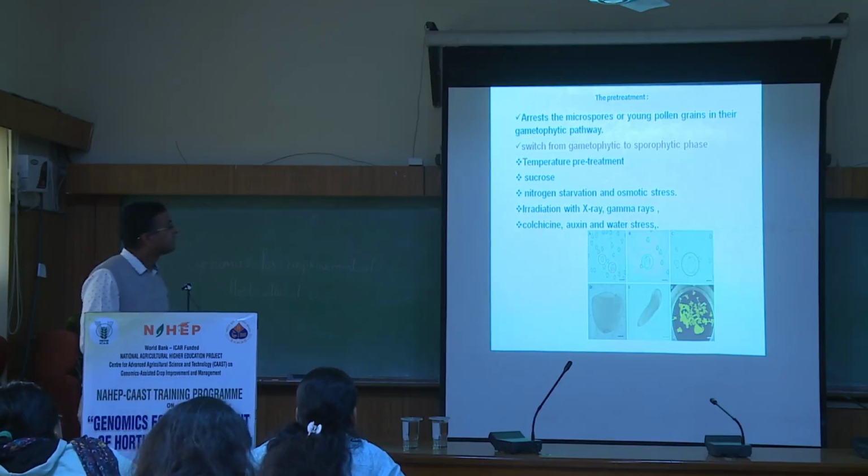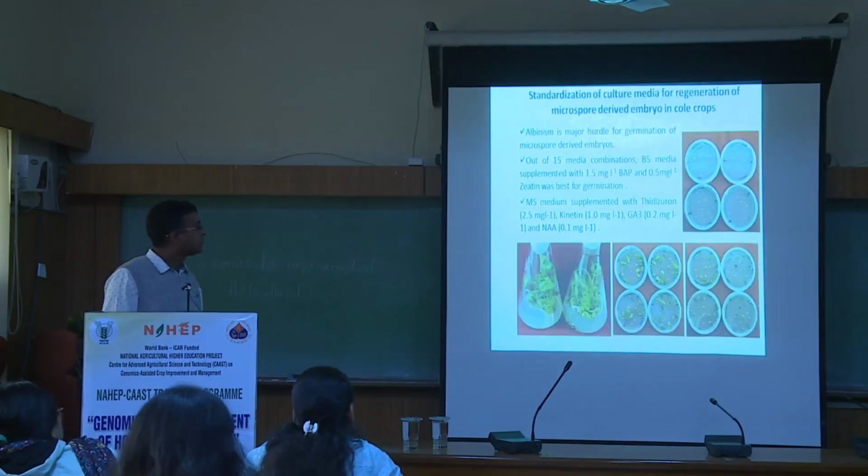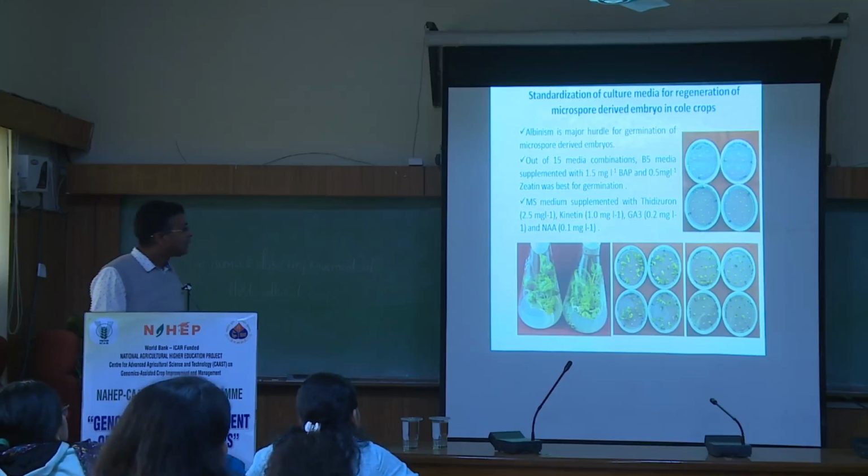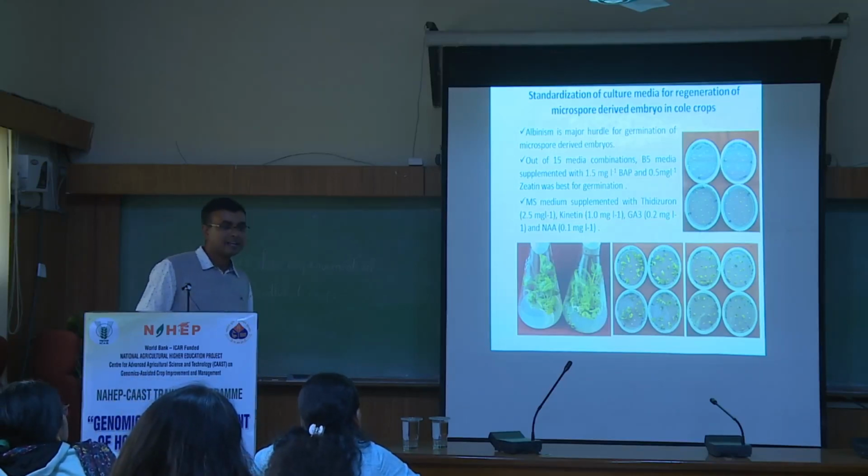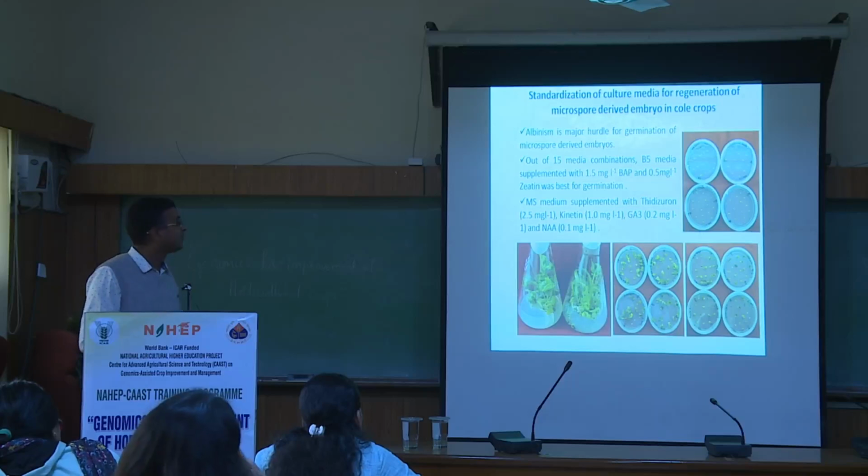So this is the temperature treatment which is used for the microsporogenesis in the cauliflowers. And actually I am working on the haploids for the last, you can say, 7 to 8 years. So we have done a lot of work, we have a lot of things here, particularly in the cabbage and the cauliflowers.